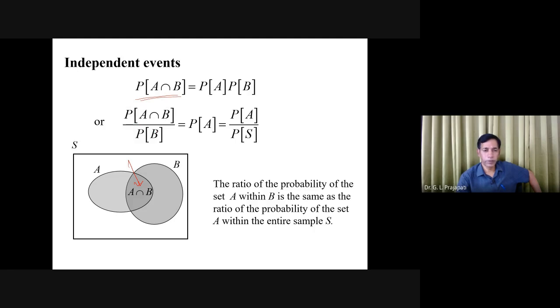You can also write like this. Why is it so? Probability of A and B divided by probability of B, because probability of A and B is probability of A and probability of B, and P(B) cancels, leaving probability of A. And probability of A you can also write as probability of A divided by probability of S, where probability of S is always 1. So you can also say like this: the ratio of the probability of the set A within B is the same as the ratio of the probability of the set A within the entire sample space.